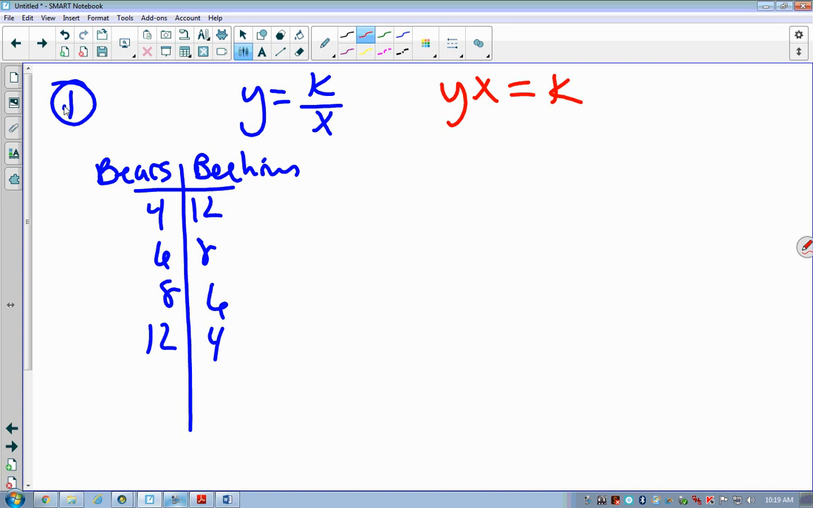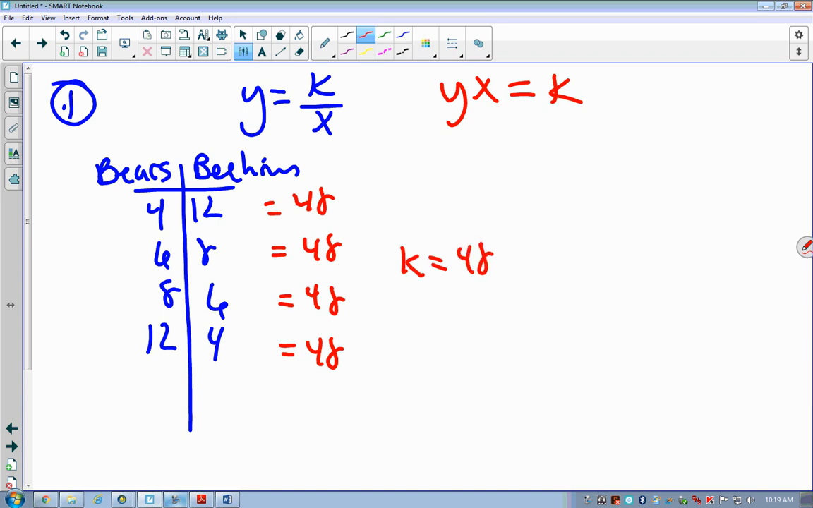All right? So, what's 4 times 12? 48. Okay, what's 6 times 8? 48. What's 8 times 6? 48. What's 12 times 4? So do we have a constant? Yes, our constant is 48. Okay, so k equals 48.